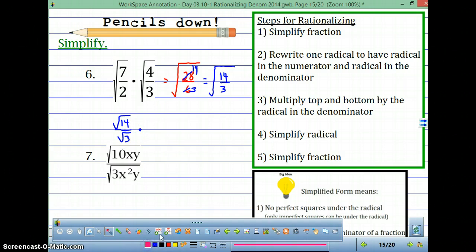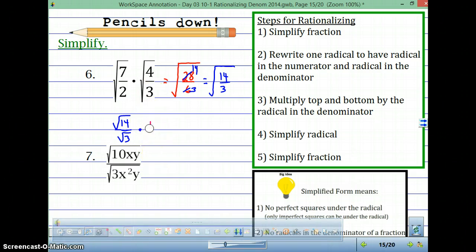Let's get a new color. I'm going to multiply it by 1, but I'm going to write 1 in a special way. How should I write it this time? I'm going to choose root 3 over root 3. See how that's going to work? Now I'm going to get, what's 14 times 3? 4 times 3 is 12. 3 times 1 is 3. Carry the 1 makes 42. Square root of 42 over 3.